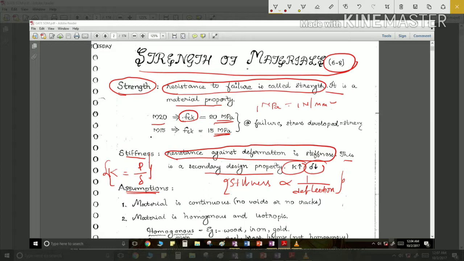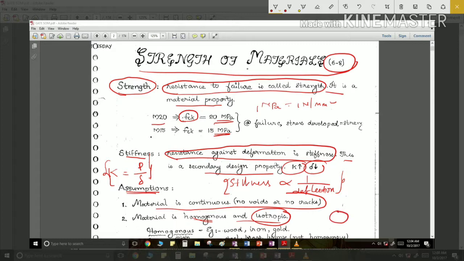What are the assumptions in strength of materials? Throughout strength of materials, the material is continuous, meaning there are no voids or cracks, and the material is homogeneous and isotropic. What is homogeneous? Homogeneous means the material is made up of the same material. Isotropic means it shows the same elastic properties in all directions at any point in the material.